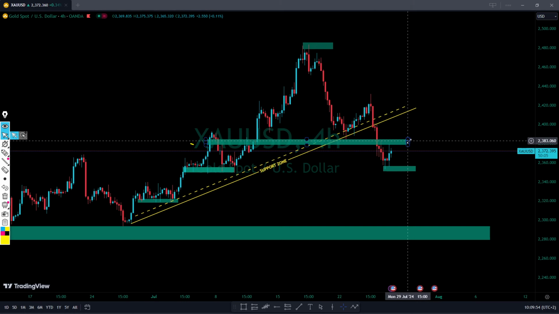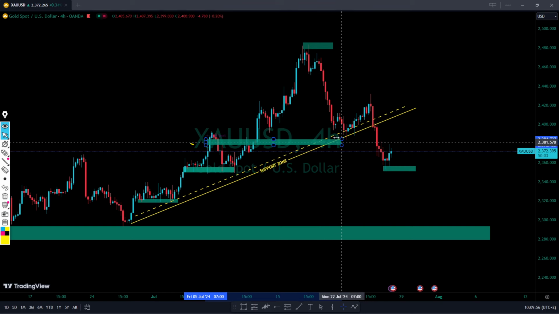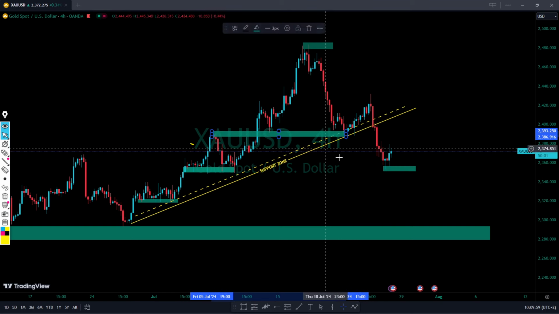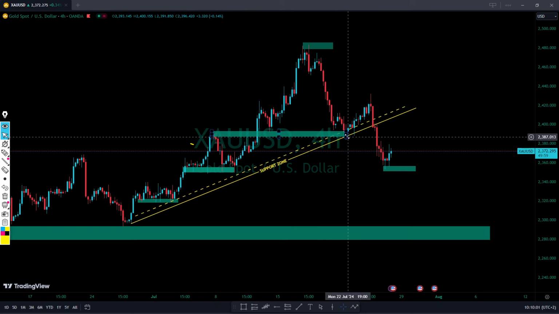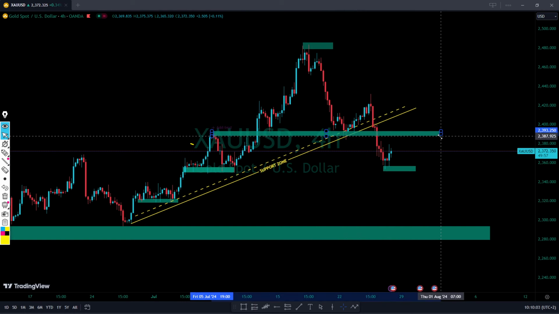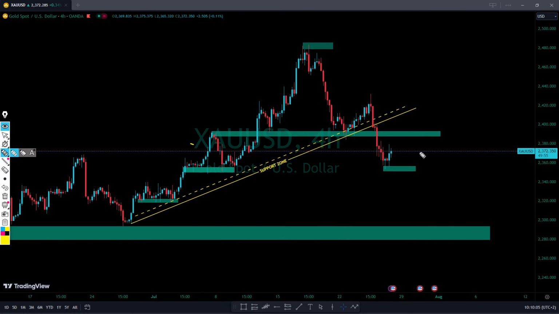I don't really have to draw it like that. It's supposed to be here. So maybe I can just stretch this up to this point, right? But around this level, it also seems to be a potential resistance. So it's up to the market to give us that.